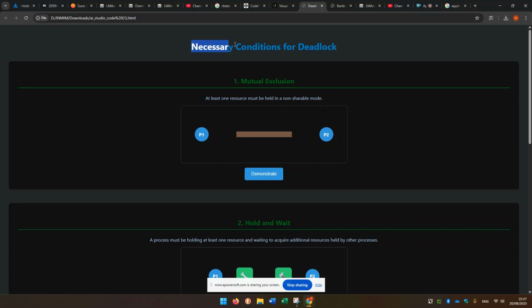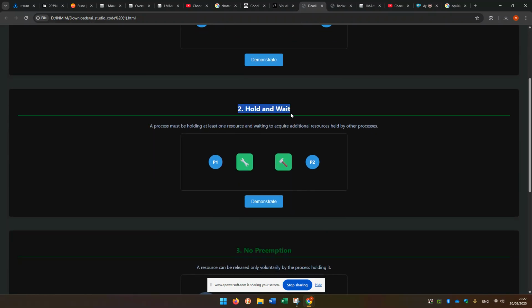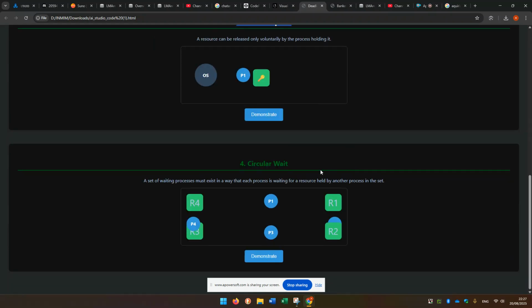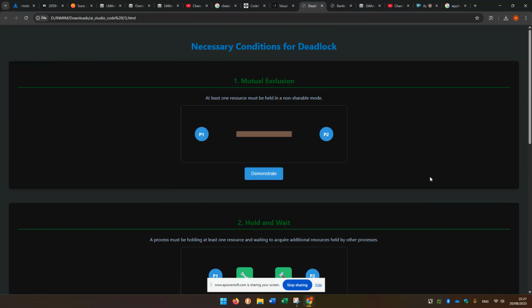The idea now is to talk about the necessary conditions for a deadlock to occur, and we are talking about four conditions that all must apply in order for a deadlock to occur. One is mutual exclusion, the second is hold and wait, the third is no preemption, and the fourth is circular wait. Let's now look at each one of them.